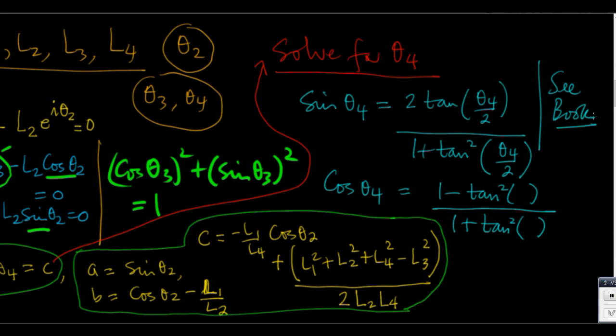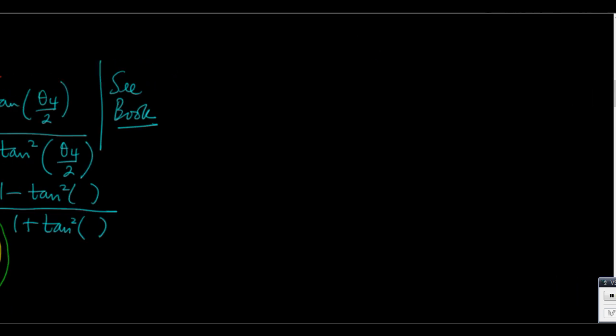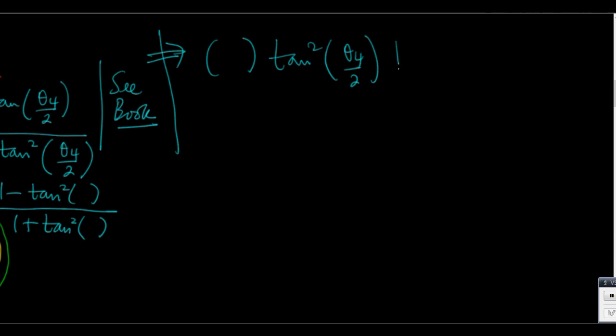When we do this, then we get a further simplification. The simplification is like this. We end up with something times tan square theta 4 by 2 plus something times tan theta 4 by 2 plus something equals 0. This is a quadratic equation in theta 4.